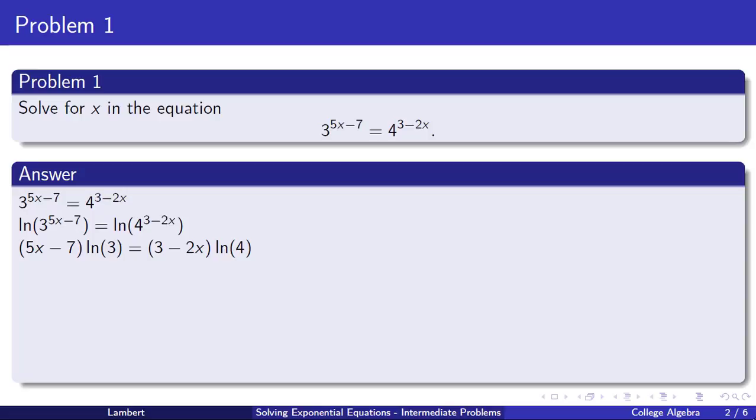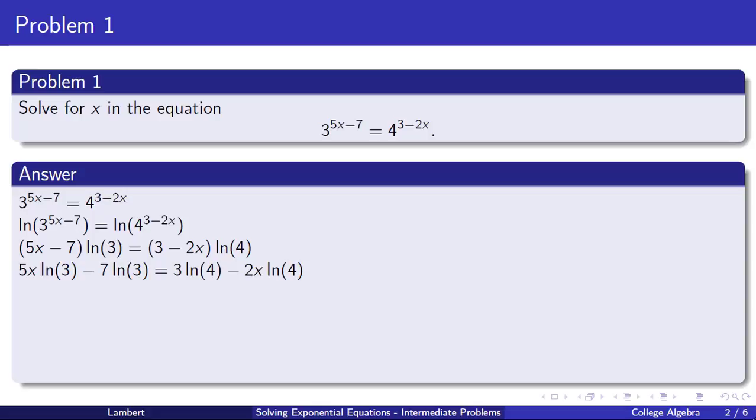Now just distribute the natural log of 3 to all the terms on the left-hand side and the natural log of 4 to all the terms on the right-hand side. And you have 5x natural log of 3 minus 7 natural log of 3 equals 3 natural log of 4 minus 2x natural log of 4.